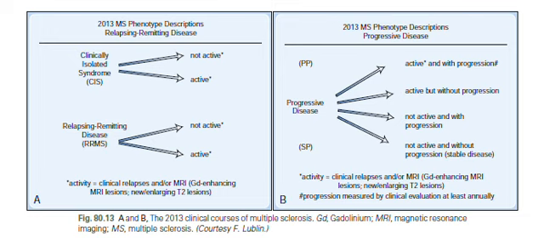Not active and with progression. This represents the classic, insidious neurodegenerative decline, a steady accumulation of disability occurring entirely in the absence of new MRI lesions or distinct clinical relapses.